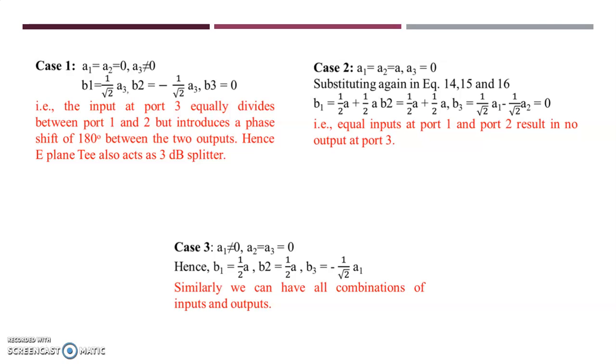In the next class, we will discuss the magic T or EH plane T, which is a combination of E plane T as well as H plane T. The same properties are used to find out the power relationship in magic T, which we will discuss in the next class.